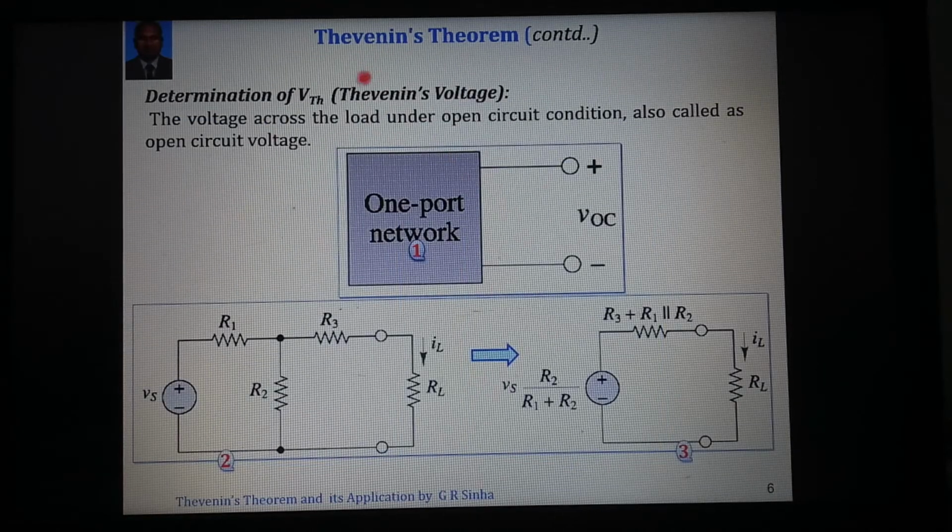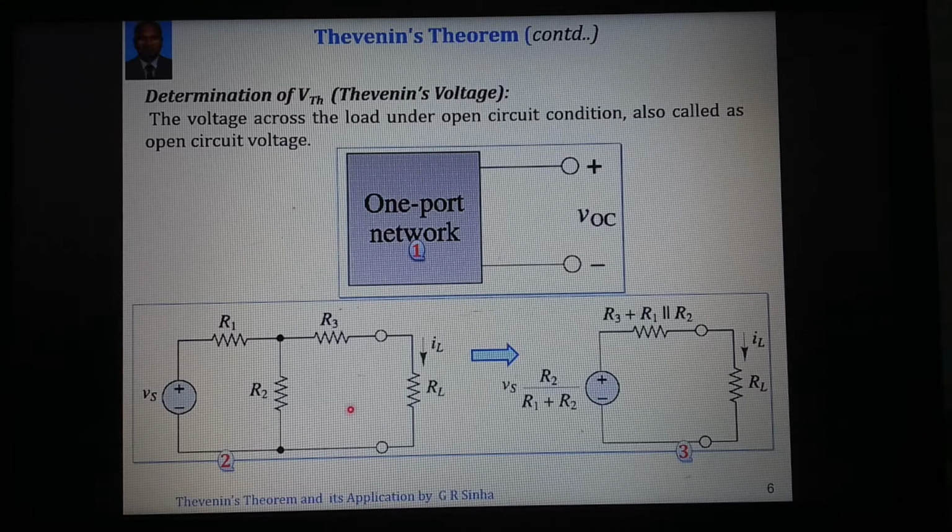How do we determine the open circuit voltage next, that is the Thevenin voltage? We determine the open circuit voltage, that is the Thevenin voltage, by putting the load under open circuit condition, because we want exactly what the voltage is due to the current and voltage sources present between these two terminals, across this load. Therefore we don't allow any current to enter, so that the voltage is not affected between the two terminals, and therefore we calculate the open circuit voltage.